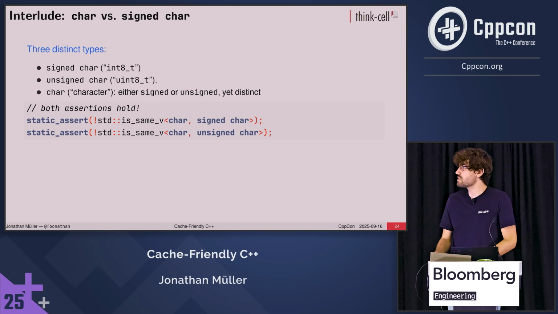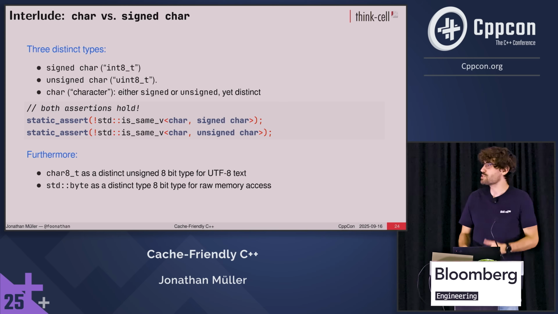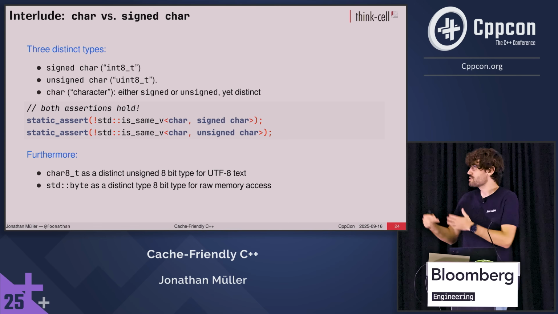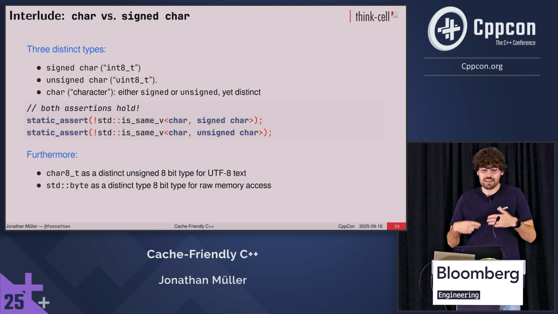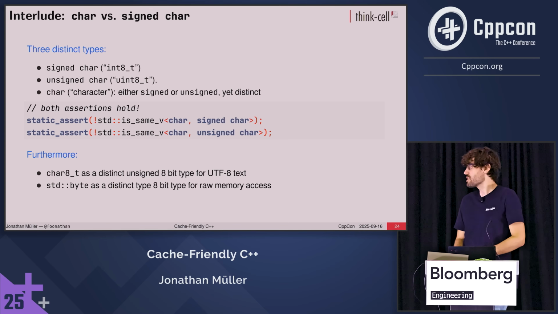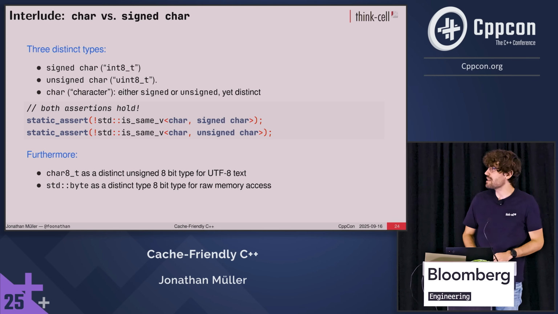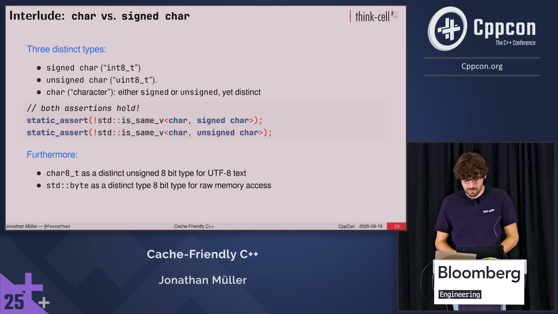And when I said 3, I obviously meant 5, because we also have char8. Char8 is a type meant for UTF-8 text. And then we have std::byte. This is an enum class that's meant to be used for raw memory accesses. Now, all of those are 8 bits. All of those are 1-byte types.